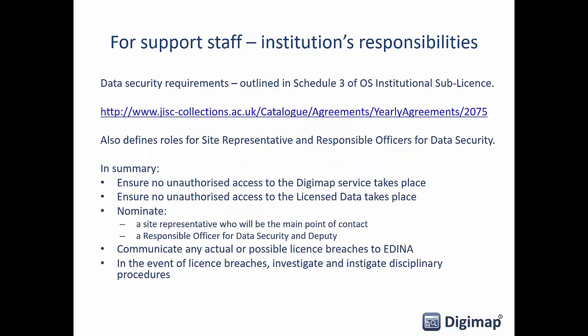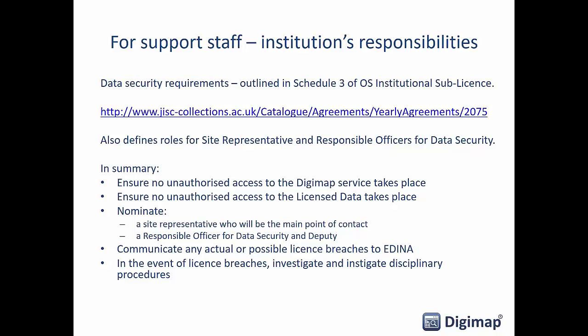So for support staff, what is the institution responsible for? This isn't directly about the EULA, this is really about what the institution signs up for when they take out a subscription and agree to the sub-license. There are data security requirements outlined in Schedule 3 of the sub-license document, which you can get from the GIS collections pages at the moment. That also defines roles for site reps and responsible officers for data security. A quick summary is that you must ensure that no unauthorized access to Digimap takes place, and no unauthorized access to the licensed data takes place. You need to nominate at least one site rep, and at least one responsible officer for data security and their deputy.